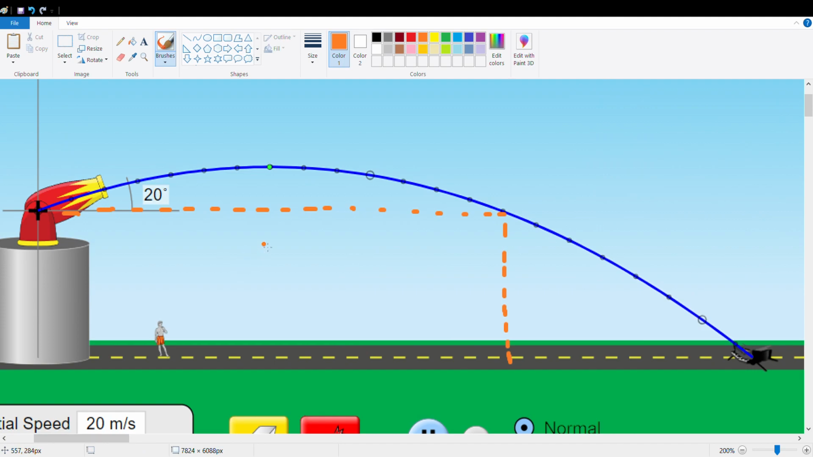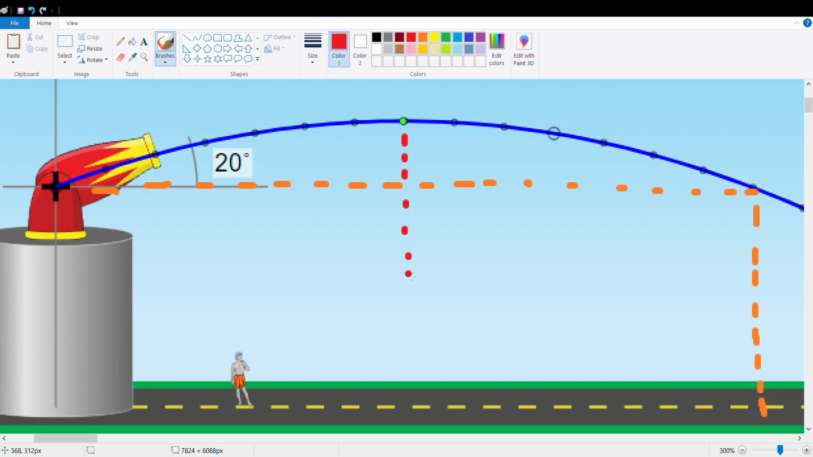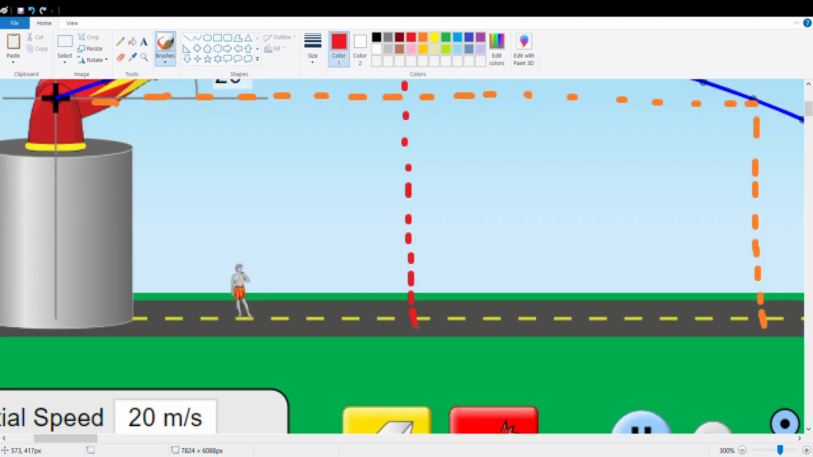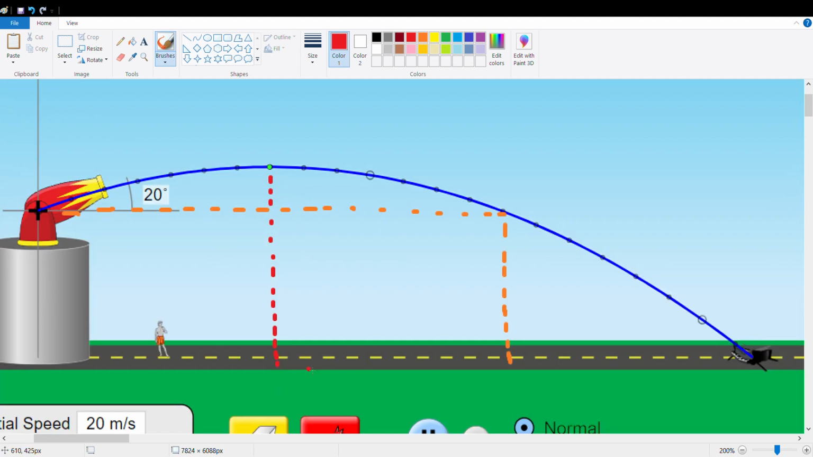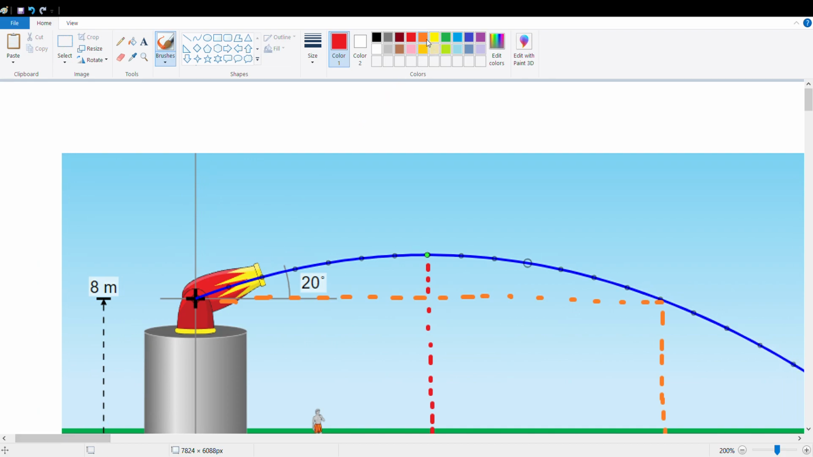Now that we have this, we should also know where its actual peak is from the start, between this area. As you can see from the green line, we already have it, so we're going to color that red, and we're also going to be drawing a line all the way down to the ground. Then let's try to label everything as well.